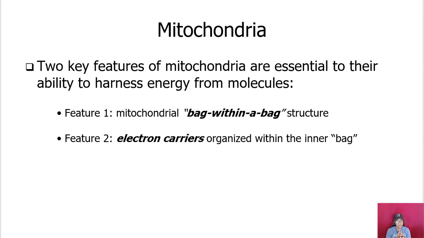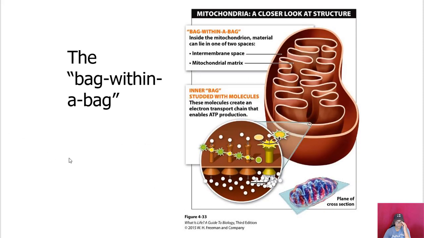So two key features of mitochondria are essential to their ability to harness energy from molecules. Feature number one is the mitochondria have this bag within a bag structure, and we'll see when I get to the image on the next slide. And feature number two, electron carriers are organized within the inner bag. So a little bit more detail than I need you to remember, but just to help you understand what's happening. So let's take a look at the structure of mitochondria and what makes them so special, okay?